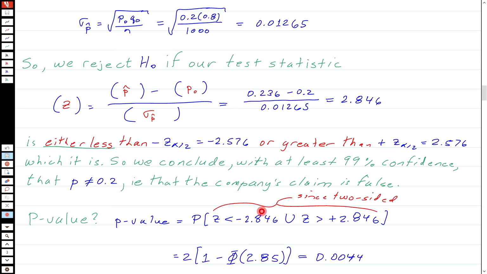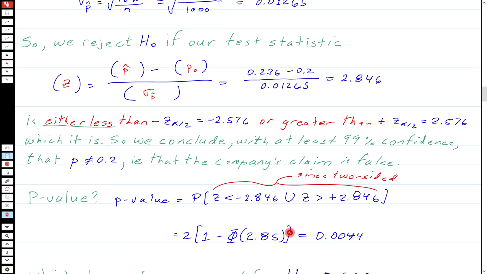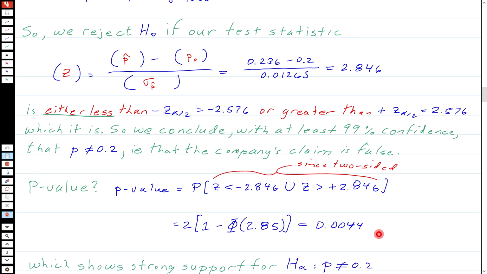This is a two-sided test, so we take this 2.846 as being a distance away either in the positive direction or in the negative direction. So the p-value is the probability that z is less than minus 2.846 or greater than plus 2.846. We're going to round this to 2 digits, so that's 2.85. It's going to be 2 times 1 minus Φ(2.85), which is 0.044, which is a pretty small number.